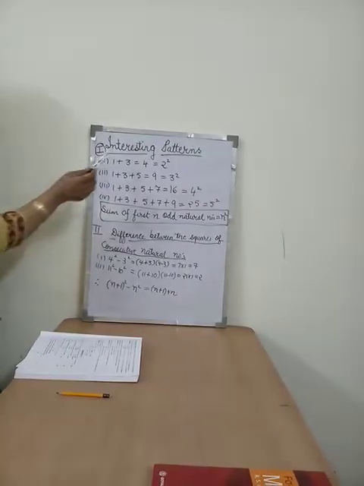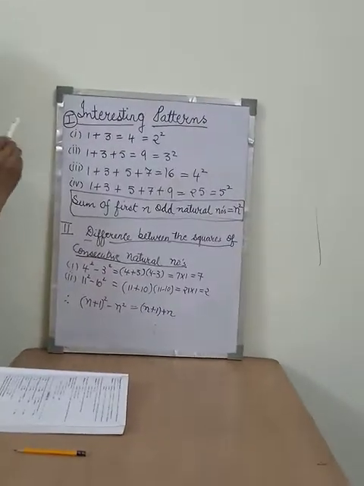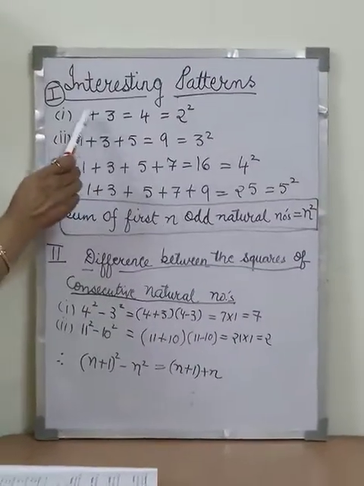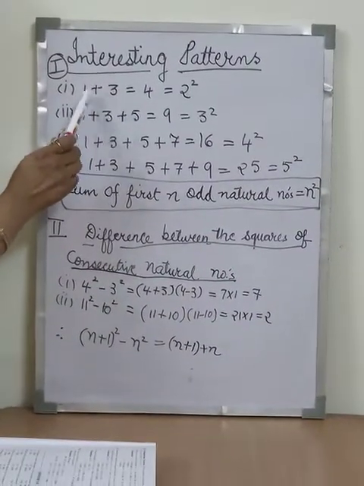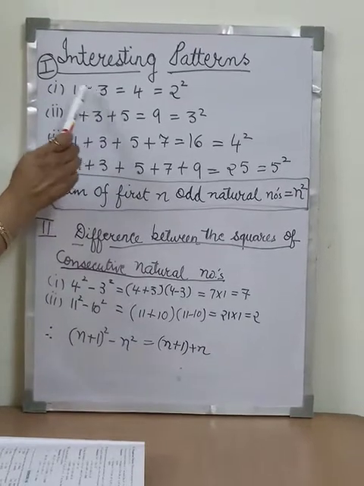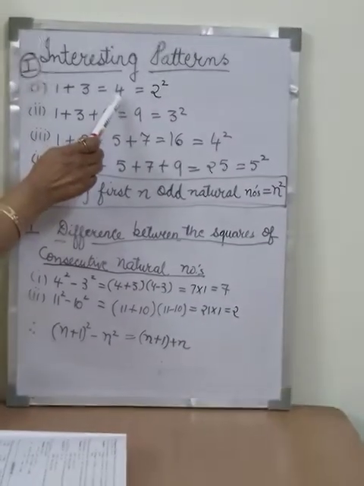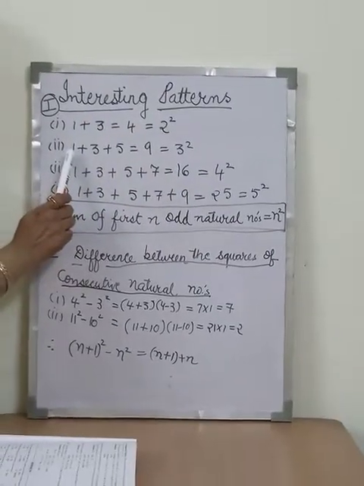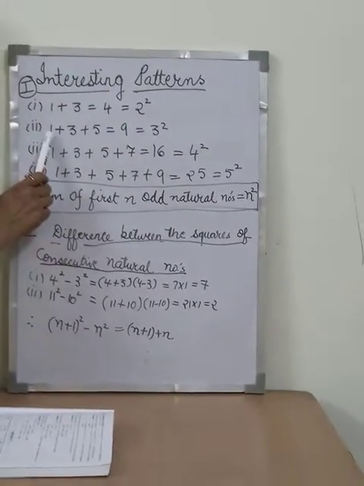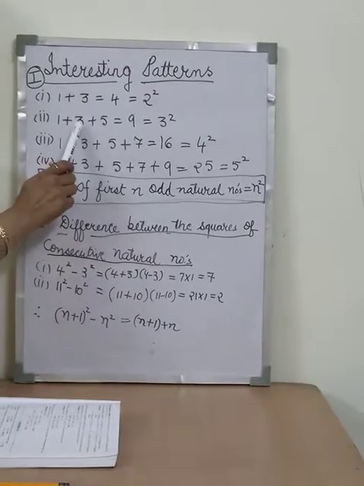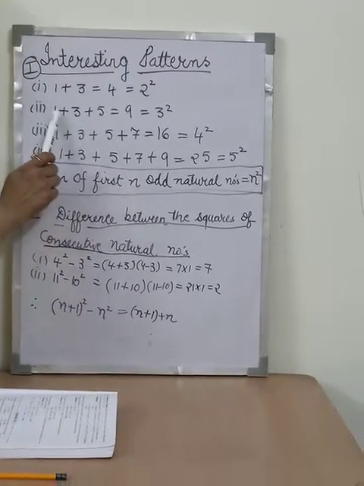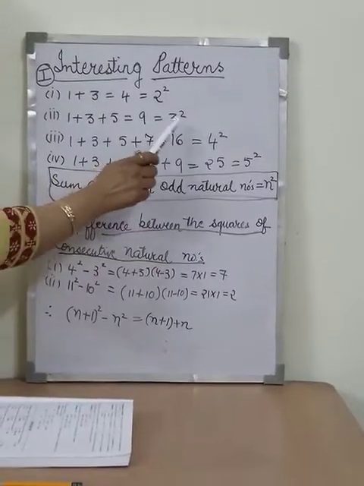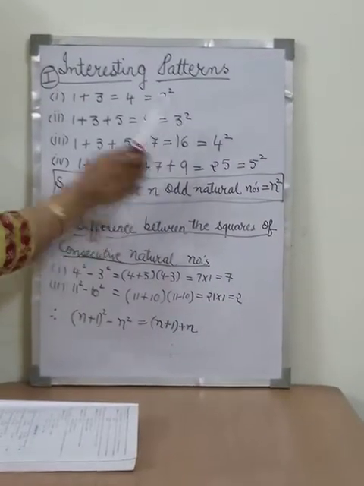Now I'm going to discuss a few interesting patterns. The first pattern is if you add 1 plus 3, 1 is the first odd number and 3 is the next odd number. 3 plus 1 is 4, that is the square of 2. Then I take the first three odd natural numbers, 1, 3 and 5. The sum of the first three odd natural numbers is equal to 9. That is equal to 3 squared.